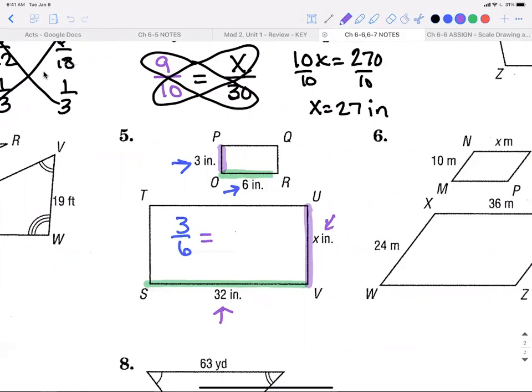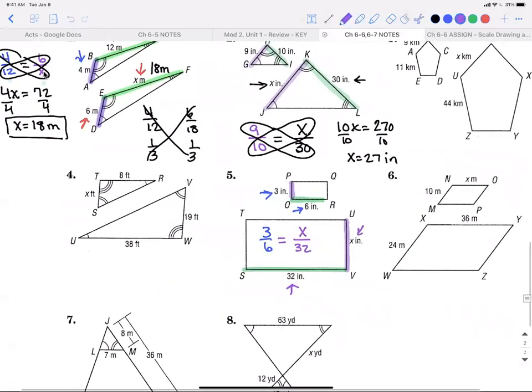So which one am I going to put on top? Damien, what do you think? Say that again. X on top. Yeah, X on top, 32 on the bottom. And if I look at my setup, across the top should be my matching sides, and 3 and X are my matching sides. And then across the bottom, my matching sides were 6 and 32, and they go across the bottom. I'm not going to work it, but I just want to help set a few of them up.